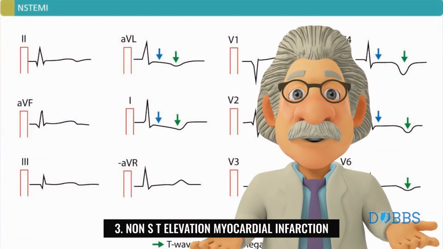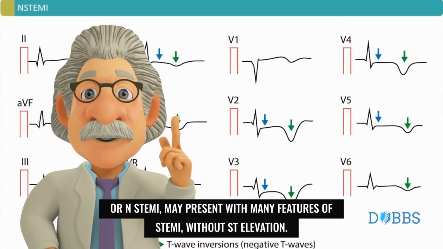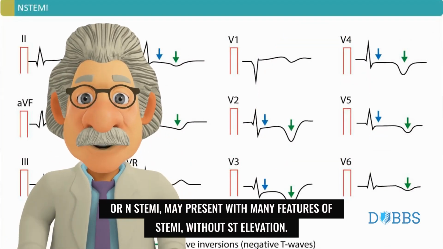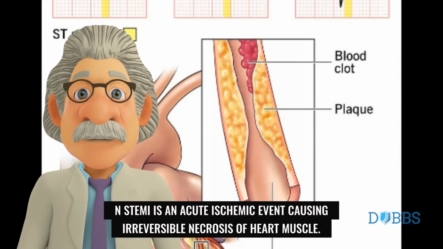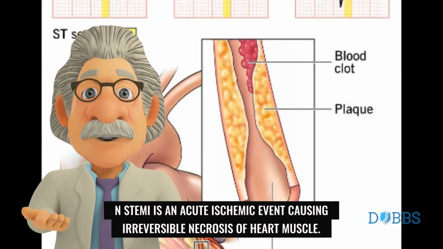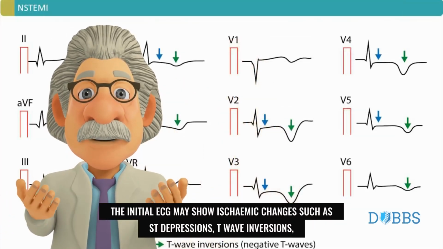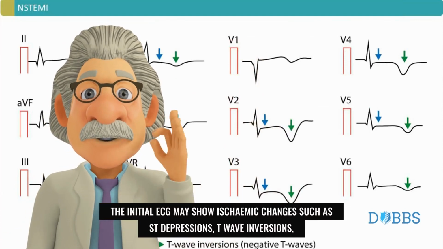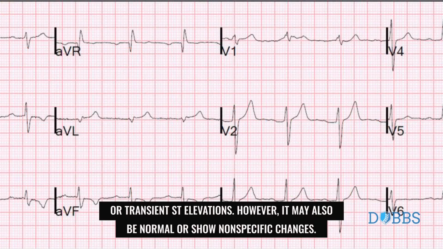3. Non-ST elevation myocardial infarction or NSTEMI may present with many features of STEMI without ST elevation. NSTEMI is an acute ischemic event causing irreversible necrosis of heart muscle. The initial ECG may show ischemic changes such as ST depressions, T wave inversions, or transient ST elevations. However, it may also be normal or show non-specific changes.